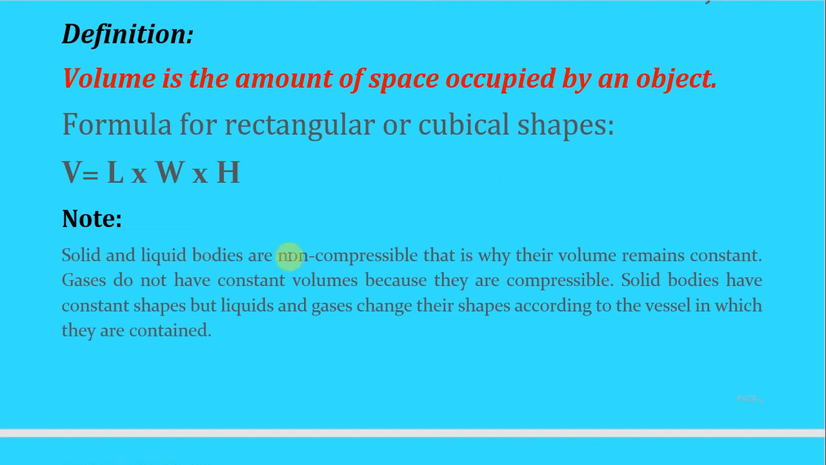Solid and liquid bodies are non-compressible, that is why their volume remains constant. Gases do not have constant volumes because they are compressible. Solid bodies have constant shapes, but liquids and gases change their shapes according to the vessel in which they are contained.